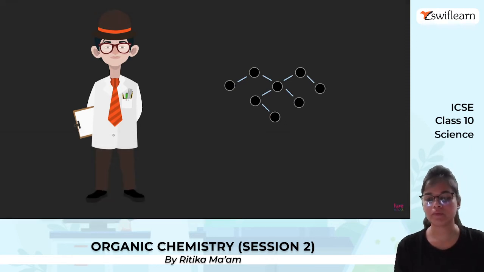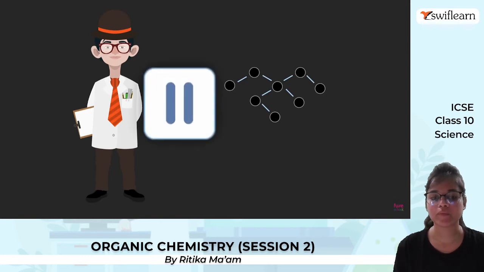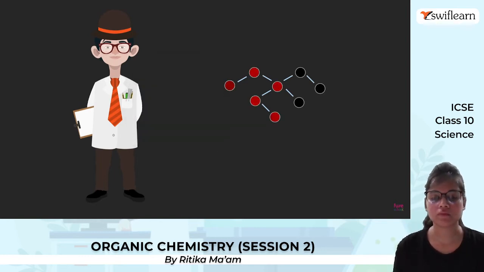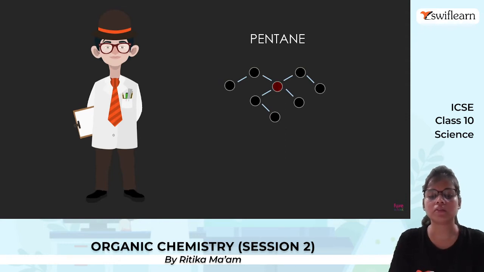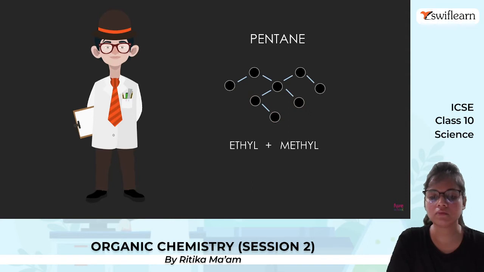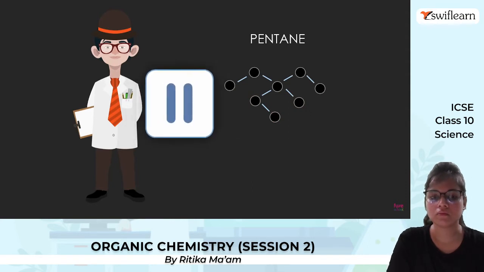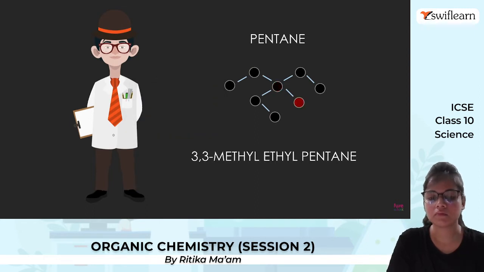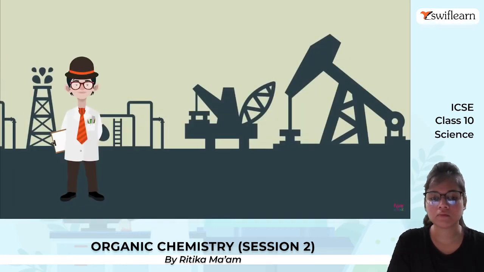But what is its formal name? Pause and count the atoms in the longest chain. Whichever way you count, the longest chain is 5 carbon atoms long, so the name will be pentane. And off the 3rd atom in the chain, there is an ethyl group and also a methyl group, so its name will be, pause and think, 3-ethyl-3-methylpentane. But this compound is not normally found in crude oil and is very expensive.